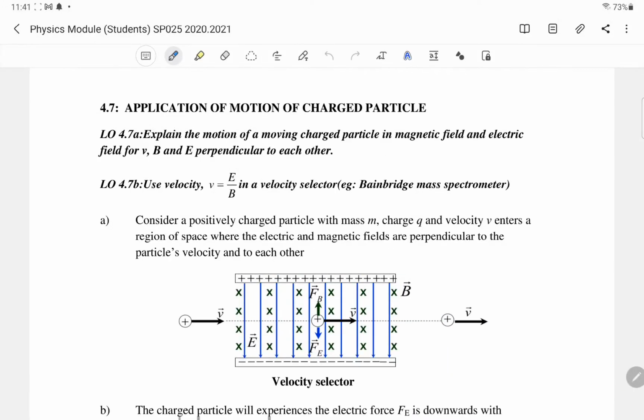So today we will do the last topic in chapter 4, which is 4.7, application of motion of a charged particle. For learning outcome 4.7a, you have to explain the motion of a moving charged particle in magnetic field and electric field, for V, B and E perpendicular to each other. Magnetic field is B and electric field is E, and use the velocity V equal to E over B in a velocity selector.